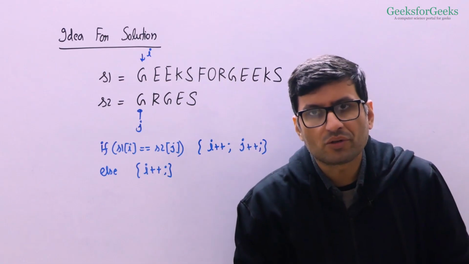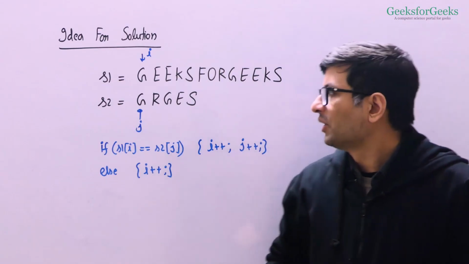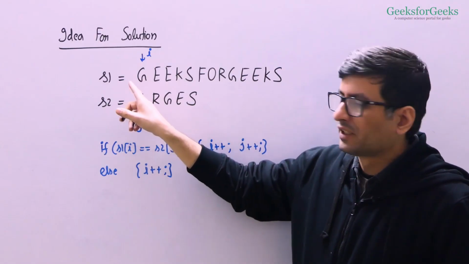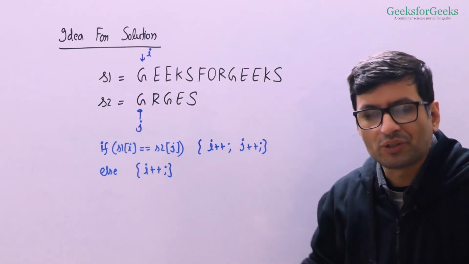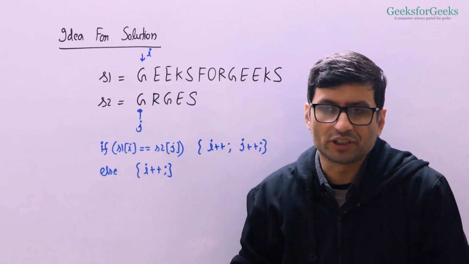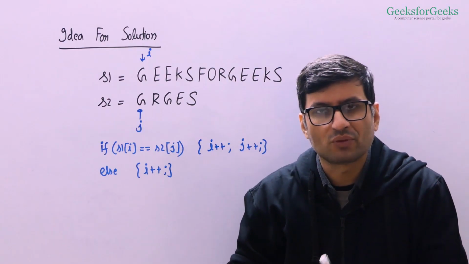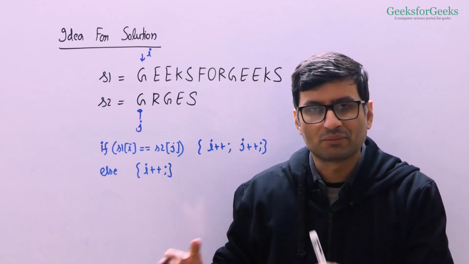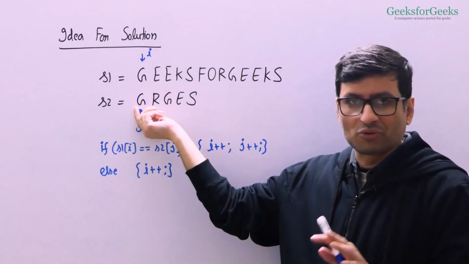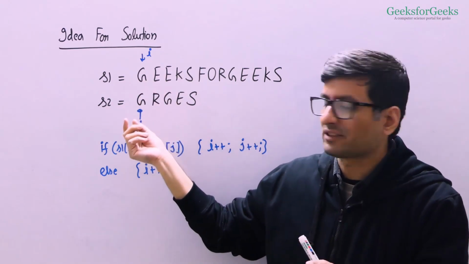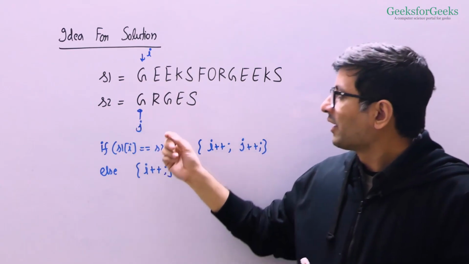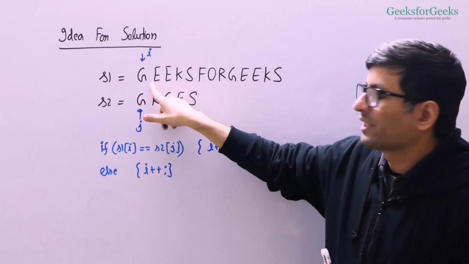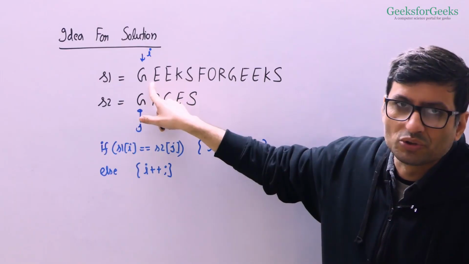Let us now talk about the idea for the solution. We are going to use two index variables i and j for both these strings. And now what we are simply going to do is we are going to compare s1[i] with s2[j]. If the two characters match, then what you will do, you must have guessed it. You will move ahead in both these strings, because we have found this character in s1 in the same order as it should be in s2. Right? And if they do not match, then we simply move ahead in s1, because this character is of no use for us.